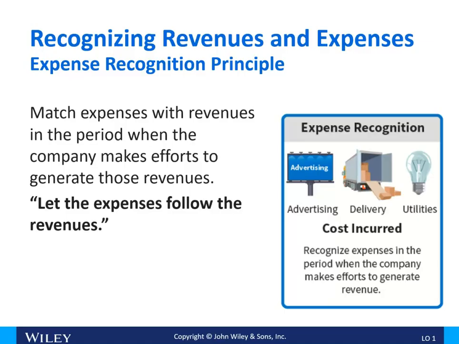If we have a storefront, for example, and we're paying utilities, if we're open during the month of March and we're paying utilities for March, and people are coming into our storefront to buy goods or services, whatever we're selling, we recognize the utilities expense for the month that we use those utilities.